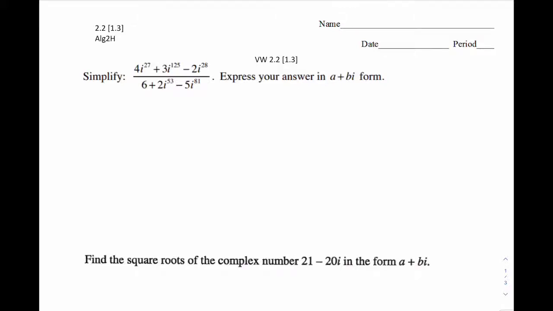Welcome to VW 2.2. Today we're going to continue our study of complex numbers and we're going to get to do some pretty challenging examples here. So first, we'll start on our first one. Notice how the powers of i are quite high.